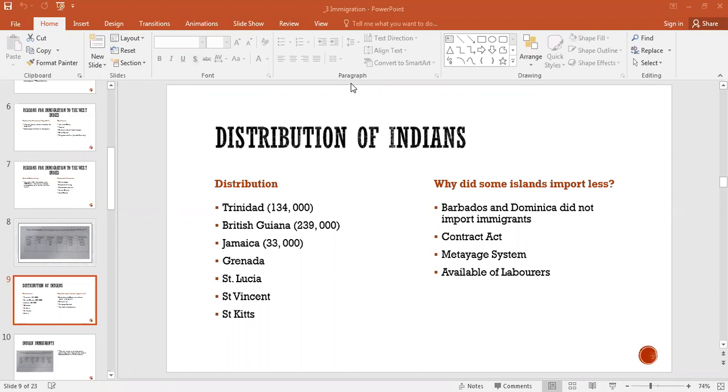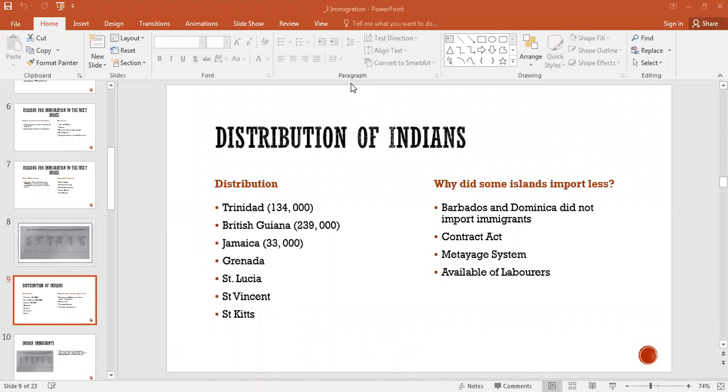Now, another important piece of information that you need to know is that Barbados and Dominica did not import immigrants, right? So they had no immigrants at all in Barbados and Dominica. And the reason for this is because after slavery ended, they would have implemented a contract system there. And we would have gone through the contract system already, and also the system of metayage. Somebody can remind me what the system of metayage was?